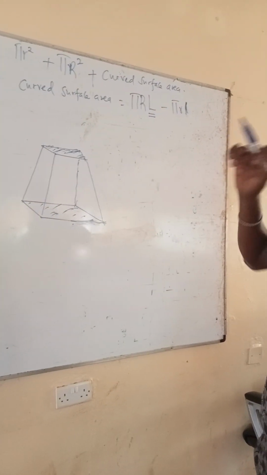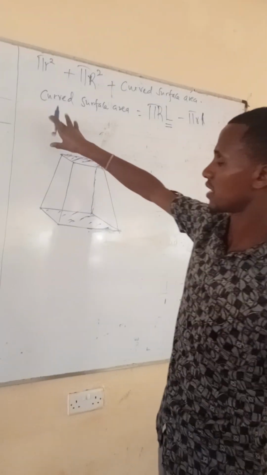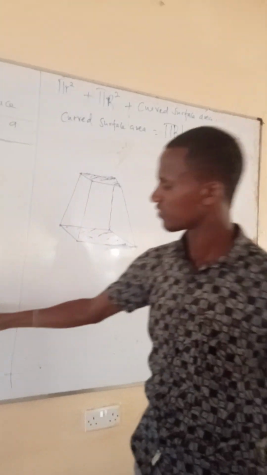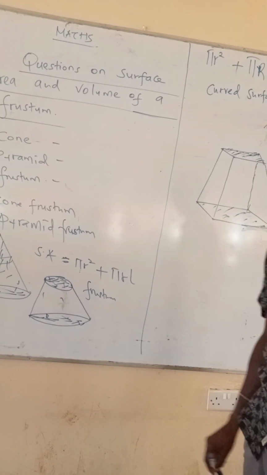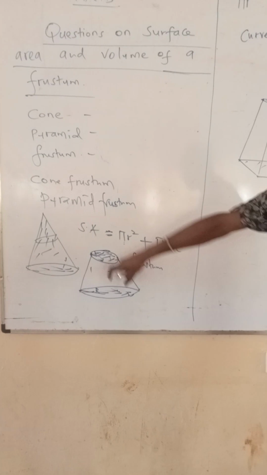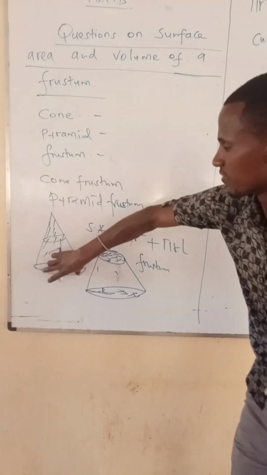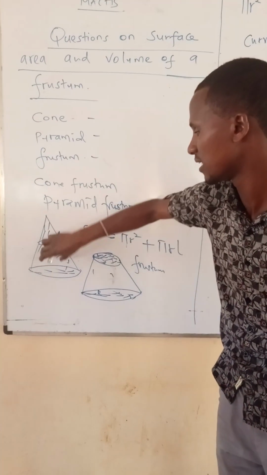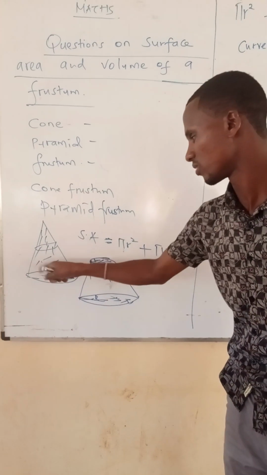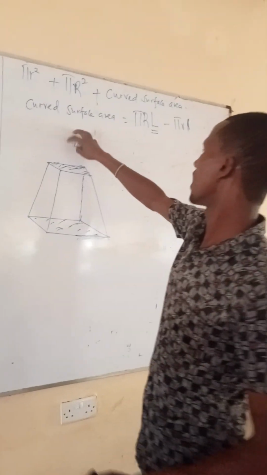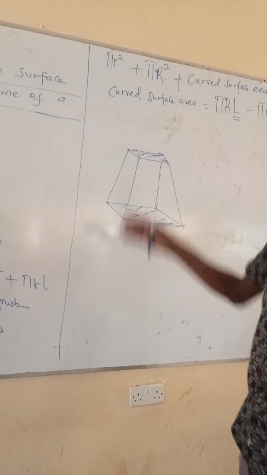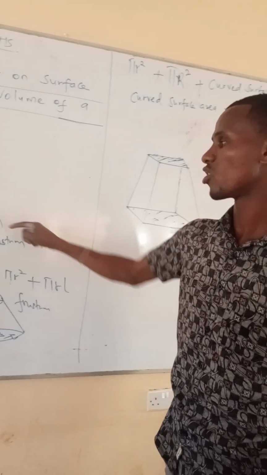So we can say that the surface area of a frustum is the area of the smaller circle plus the area of the bigger circle, which is the base, plus the area of the curved surface. To get the area of the curved surface, you look for the area of the curved surface of the bigger cone minus the area of the curved surface of the smaller cone. That will give you the area of the curved surface of the frustum, and you add all of them, and that will give you the surface area of a frustum. That was a cone frustum.